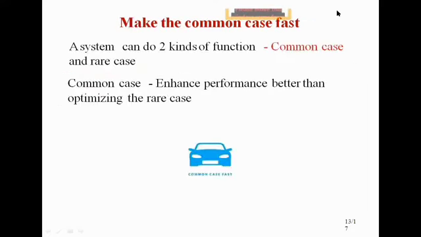And next thing is make the common case fast. So a system can do two kinds of function. So here we are making the common case and rare case. So these are the two functions. Here we are enhancing the performance better than optimizing the rare case.